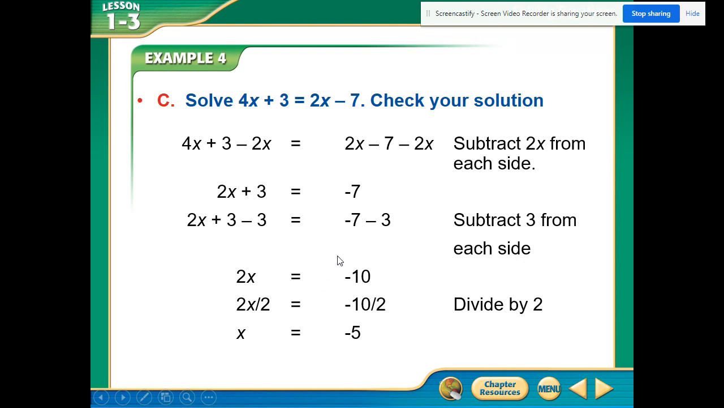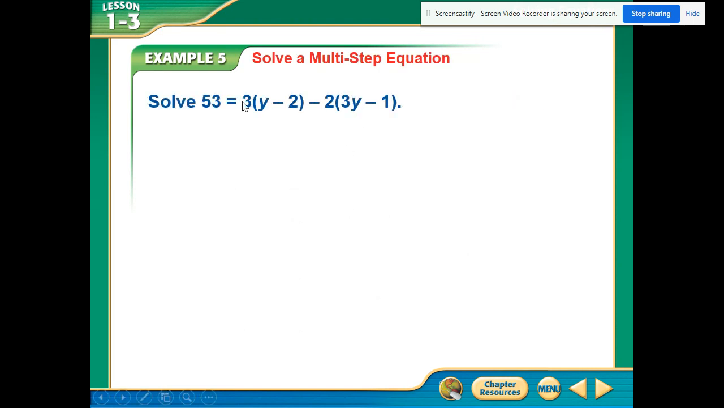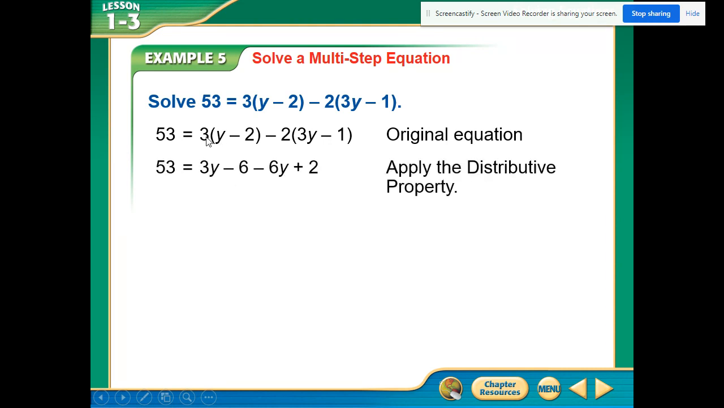All right, let's do one with parentheses. So here we have one with a parenthesis. We're going to have to distribute this 3. We're going to have to distribute this 2. Again, be careful with the negative here. This negative 2 is going to go into both of these. So I have the 53. This is the original problem. And then I'm going to take the 3 in there.